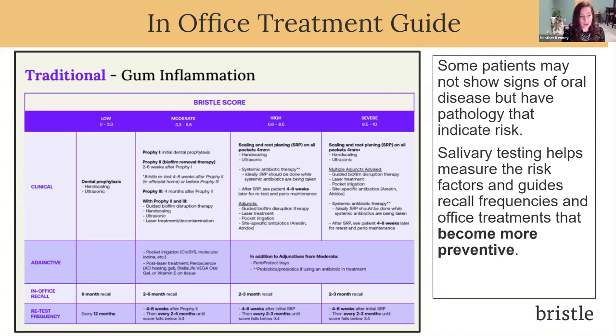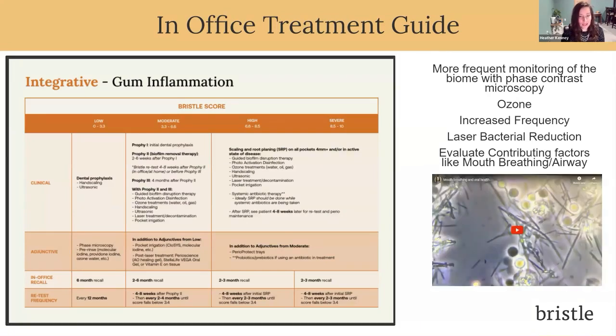And then high, maybe you're going to implement some scaling and root planing or laser types of treatments and that sort of thing. So it kind of gives you some guidance based on clinical presentation and moderate. And the case studies that I have are variants with each of the case studies that I'm sharing. So it'll be more insight when we get to the case studies that way. But we have some really nice traditional and then also integrative types of planning that you could do based on clinical presentation and what the pathology score might be.